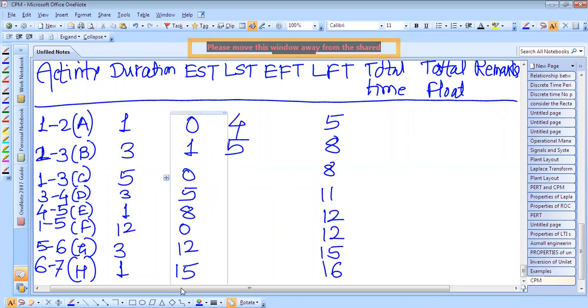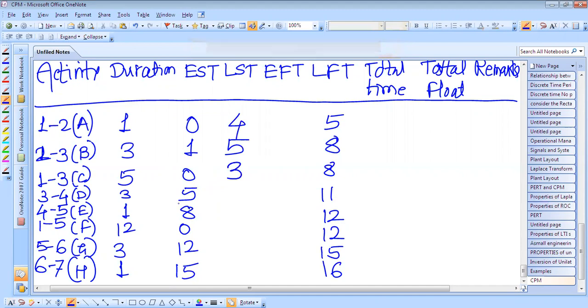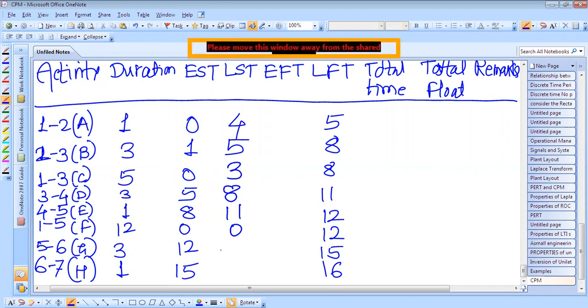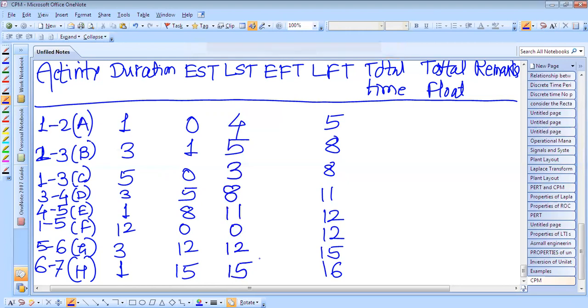Then 8 minus 5, it is 3. It is 8, it is 11, it is 12 minus 12, 0. It is 15 minus 3, 12. 16 minus 1, 15. So this is the latest start time I have calculated from the LFT of that activity minus the duration of that activity. So this is the LST: 4, 5, 3, 8, 11, 0, 12, 15.